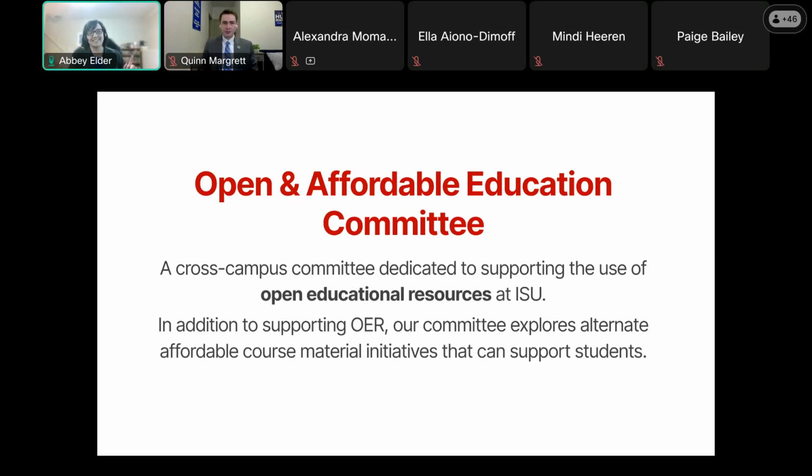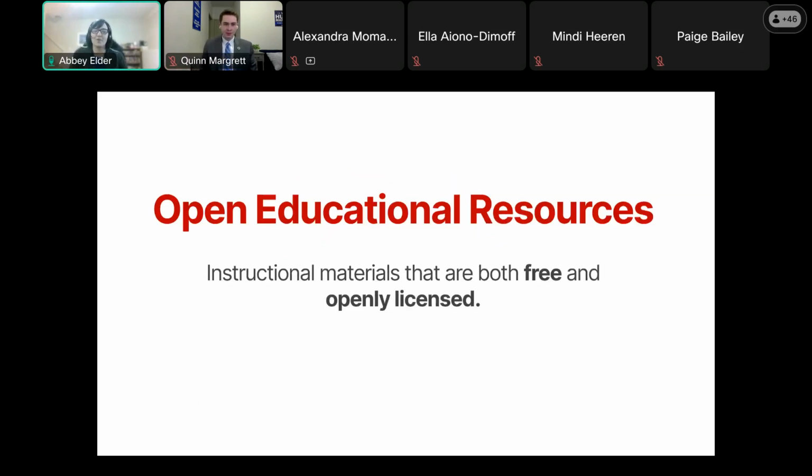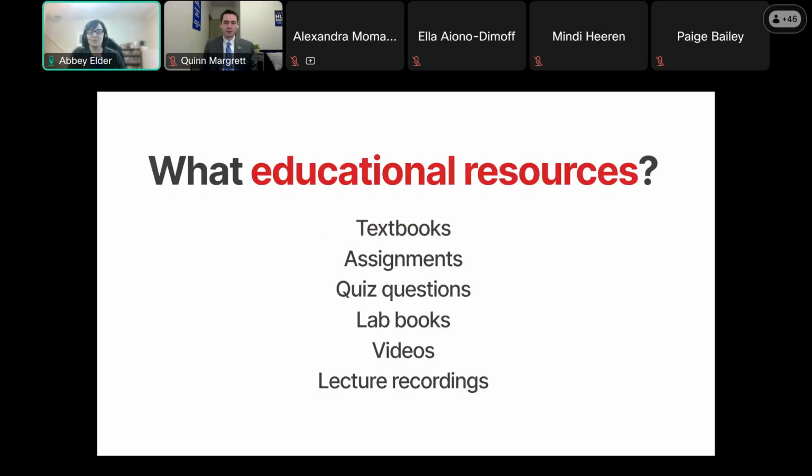Slide. So open educational resources, nice and simple. They are educational resources that are open. There you go. But specifically, they're free and openly licensed. Now, there are different types of things you can get out of open educational resources. Next slide. So they can be any sort of educational material, from textbooks and assignments to quiz questions, lab books, videos, or lecture recordings. Anything that's used that has an instructional focus can be an educational resource.